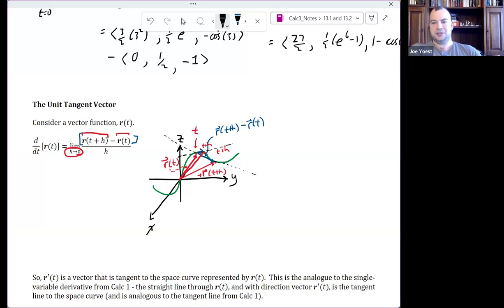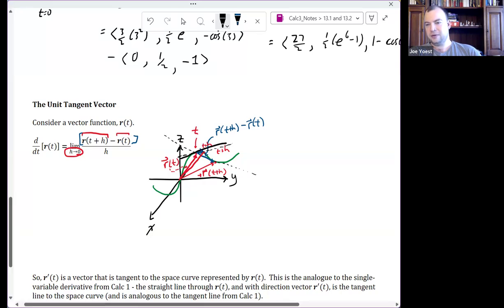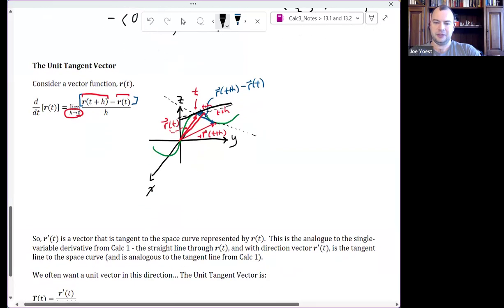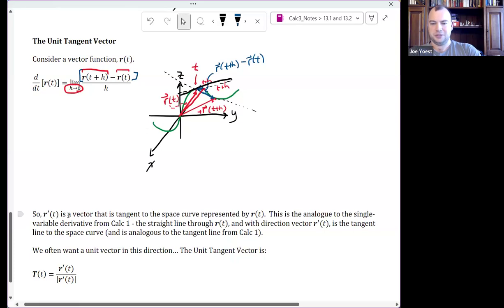And we should recognize this construction from the very beginning of Calc 1, that in the limit, we think that this secant line is going to turn into a tangent line. And indeed, that's what happens here. So just to spell that out again, r prime is a vector, d by dt r of t. It's a vector that's tangent to the space curve represented by r of t.